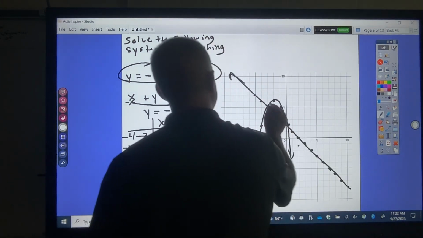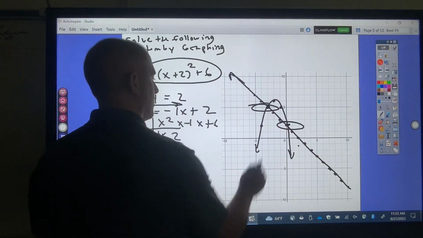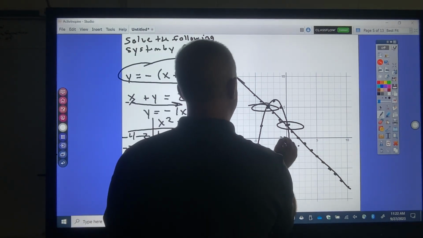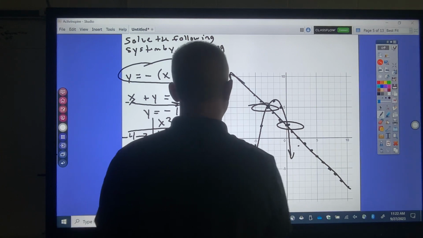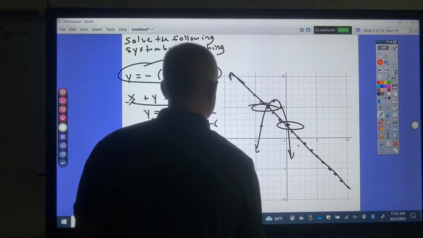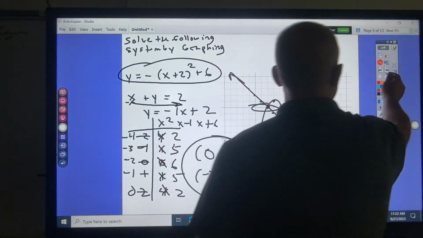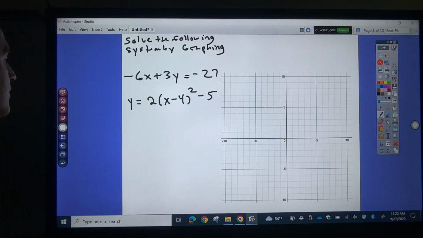So in this time, it crosses in two spots. That coordinate would be 0, 2. This coordinate is negative 1, negative 2, negative 3, 5 up. So both of those is the answer because they both intersect in two spots. Okay? Let's do another one.